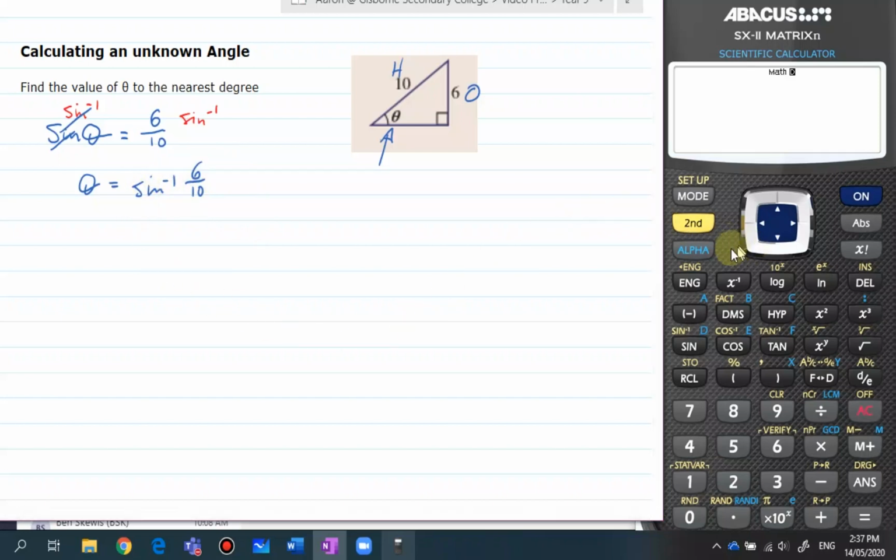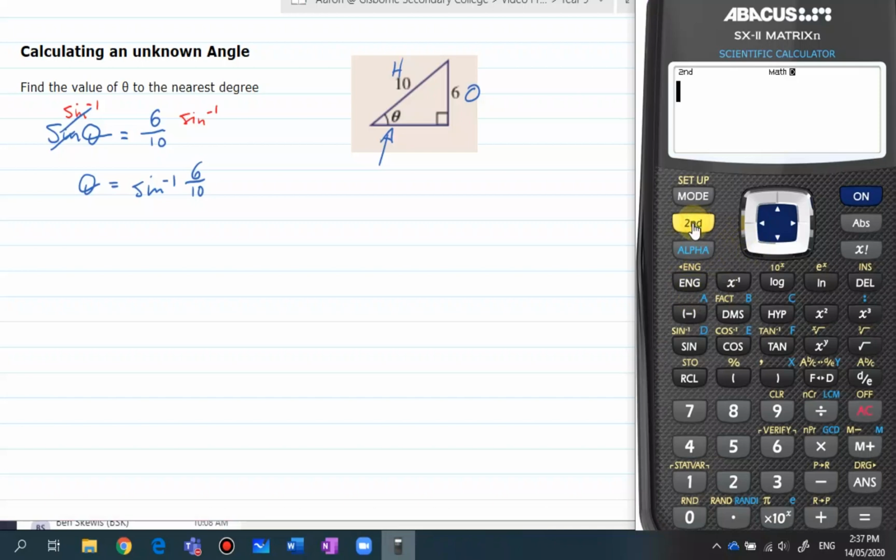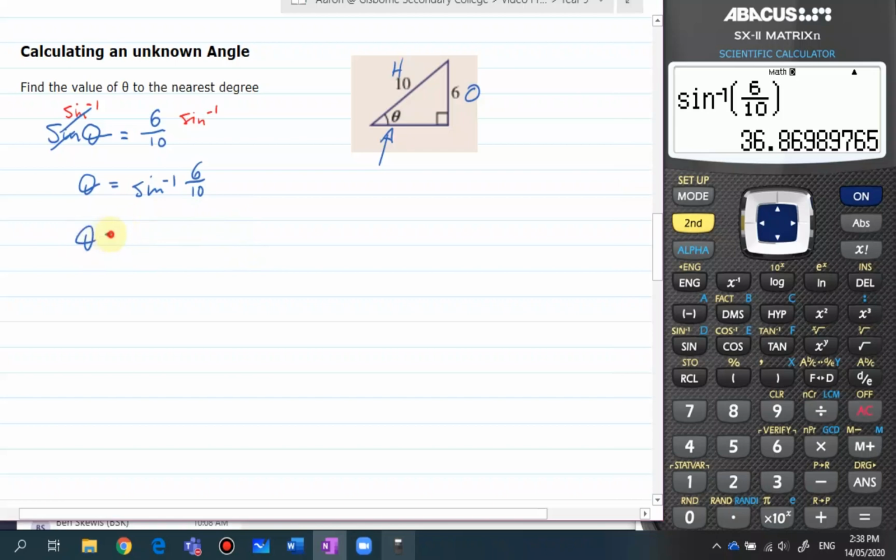All right, so we can jump over here and perform that. If we take second function, go down to sine, you see it comes up there with sine to the -1, and we can put in 6 over 10 and close our brackets. If you can't find the fraction button on your calculator, you can just do 6 divided by 10. That'll give you the same answer. It asks for it to the nearest degree, so we'll write this out. Theta is equal to 36.87. The nearest degree is to that place there, so theta is equal to 37 degrees. The 8 rounds that up.